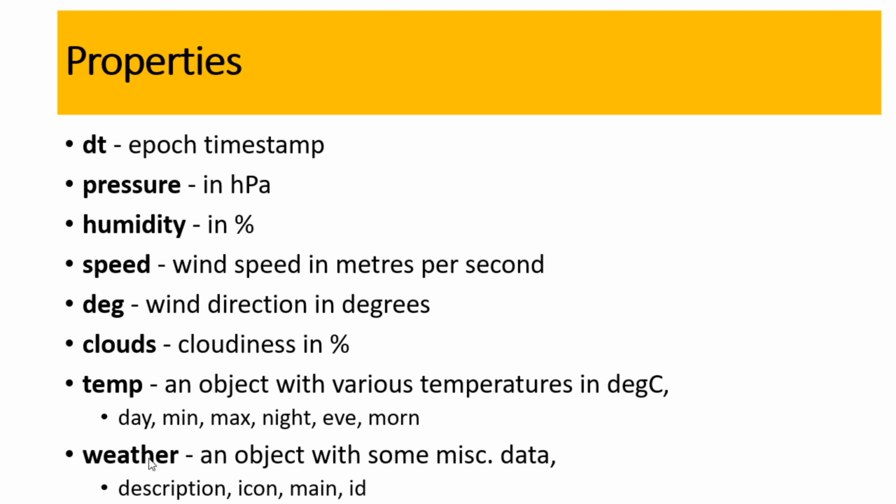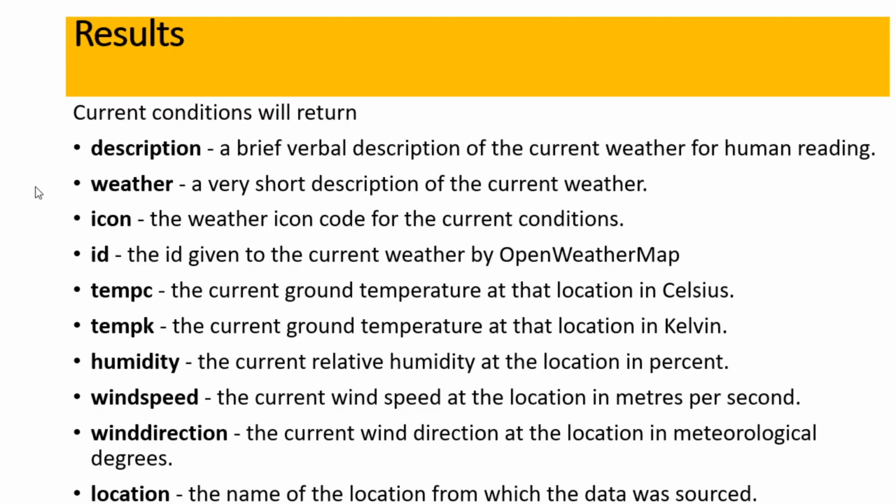And the weather details such as the description, the icon, the main details, and the ID associated with it. So everything could be displayed. These are the various properties associated with this node. As a result of the output, we could see the output in the description. The description is nothing but a verbal description of the current weather, which everyone could visualize and read.